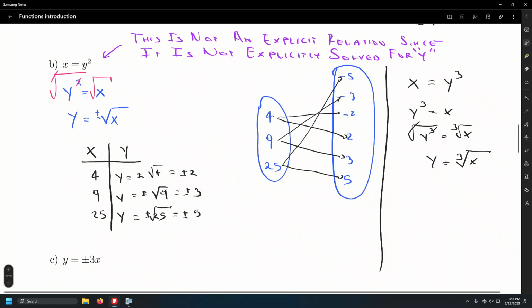However, when it comes to odd indices, I think I missed a 3 here. I should have written a 3 here, yes. Like the cube root, the 5th root, the 7th root, the 9th root, etc., we don't use that plus minus. All right? And in this case, if we observe this equation, for every single x, since we don't see any plus minus here, we're not going to get 2 outputs, so we can call this an actual function.